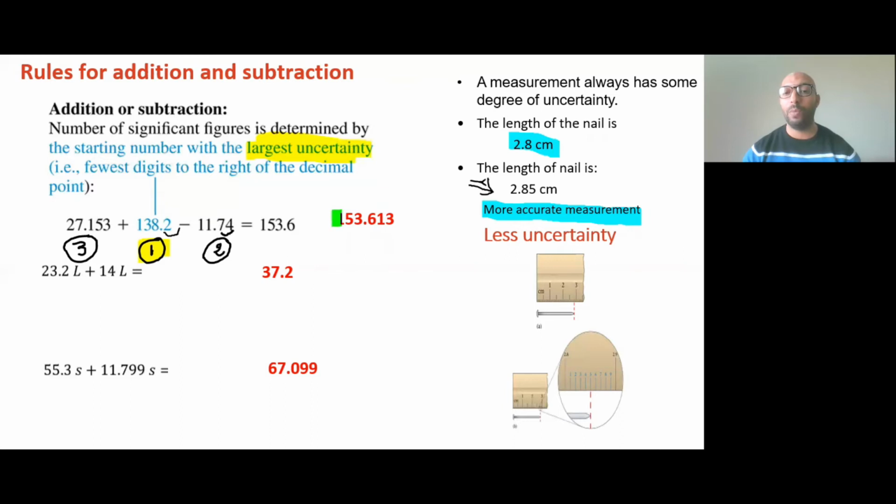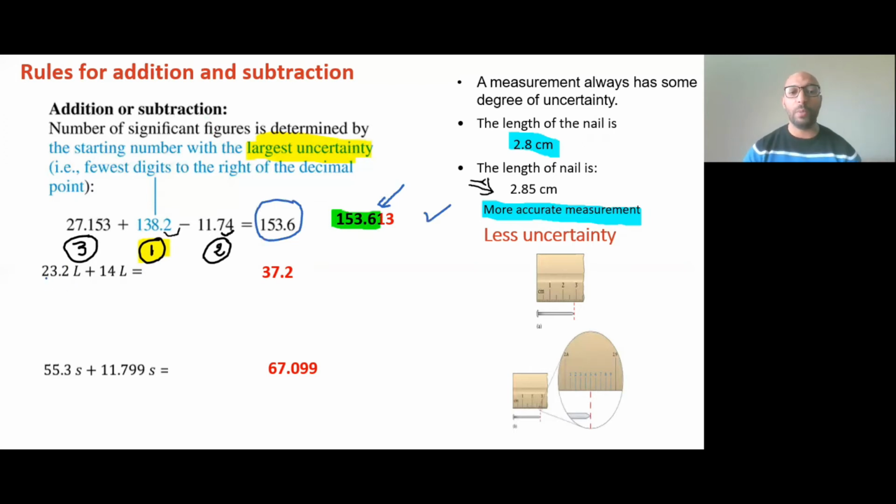So our result will be 153.6. But please be careful. We have to look at the number after the last digit to the right of the decimal point. Here we have 1. 1 is less than 5, so we round down, and our result will be 153.6. I think it's clear. Let's move to the second example.